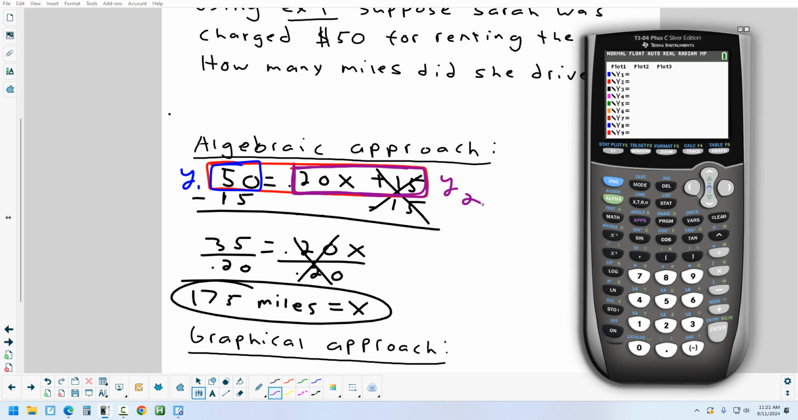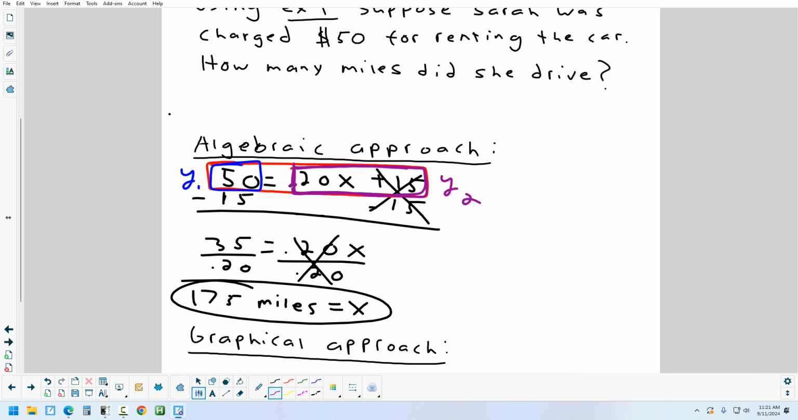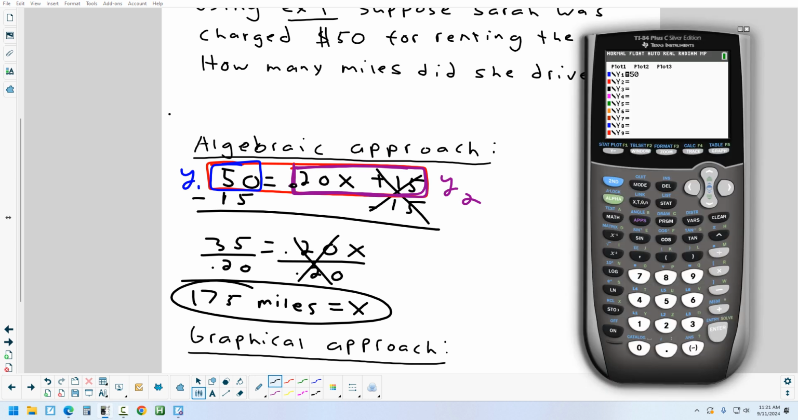On the line that says Y1, put in 50. Then if you hit enter, it'll move you to the next line, or you can press the down arrow. Either way. Now Y2, type what's in the purple box: 0.20x plus 15.